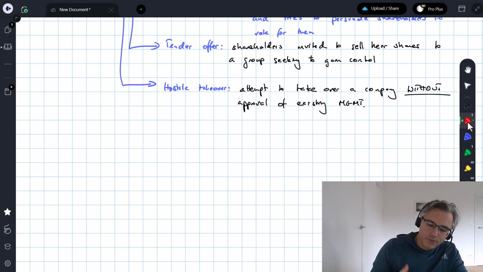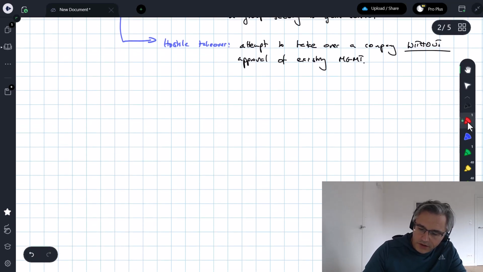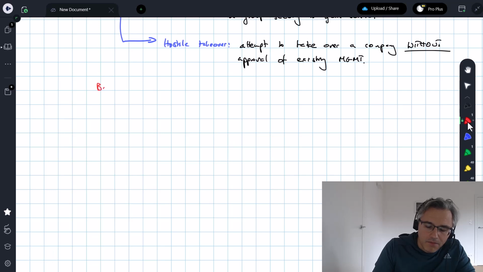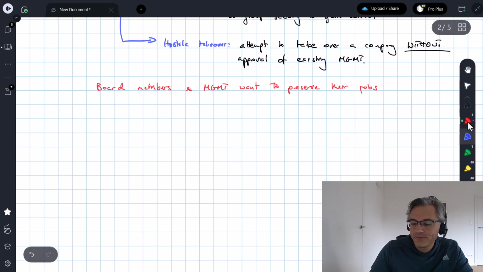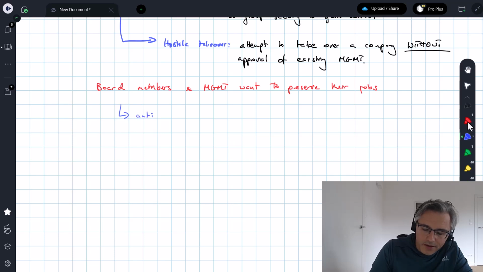Now, the problem here with all of these corporate takeover scenarios is that typically the existing members of the board, so board members, but also the executives, the management of the company, want to preserve their jobs. That is very often their primary concern. And they may be inclined to take what are called anti-takeover measures and build them in to how the company is being run. One such measure are so-called staggered boards.